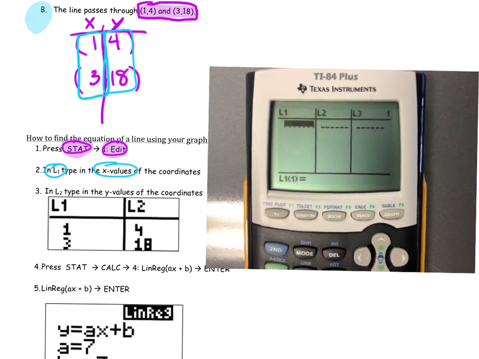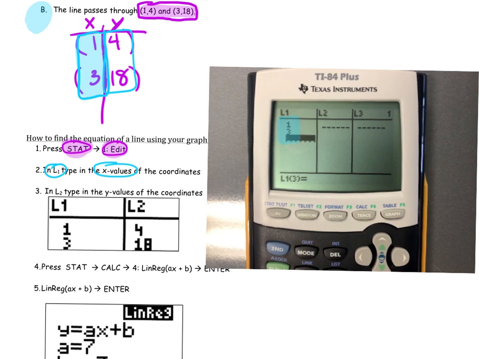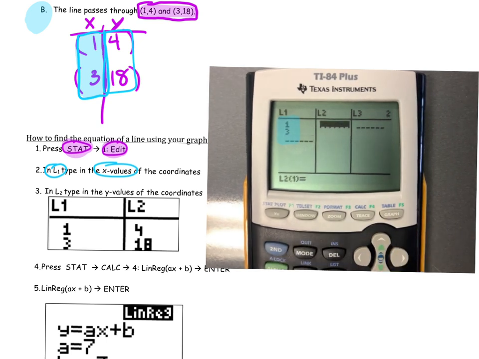So go over to L1. I'm going to type 1, enter, 3, enter. Guys, these calculator steps are so important that you're paying attention. All right, so here are my X values of 1 and 3. We just did that here. Now I'm going to move the cursor over to the right for L2. Okay, L2 are the Y values. L2 are the Y values, and we're going to put them here.